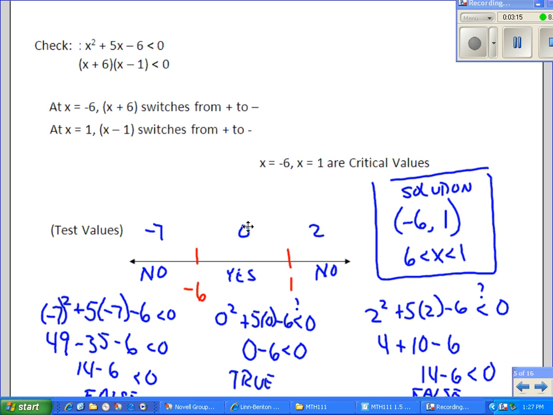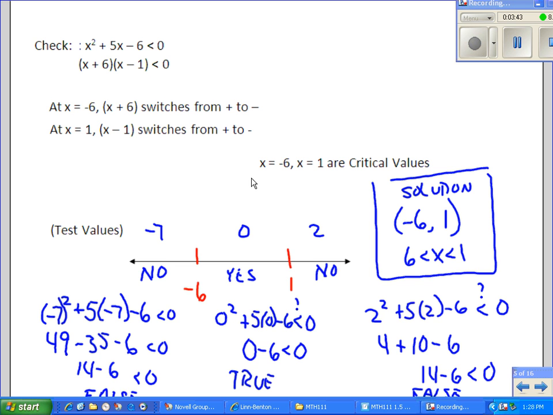Now taking 0, plugging it into our inequality, simplifying it, 0 subtract 6 is negative 6, negative 6 is less than 0, so this is true, so we do want this region. And then taking our third test value, 2, substituting it in, we get 8 less than 0, that's not true, so we don't want this region. So the region we want are the values between negative 6 and 1.